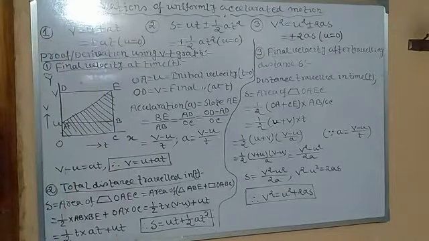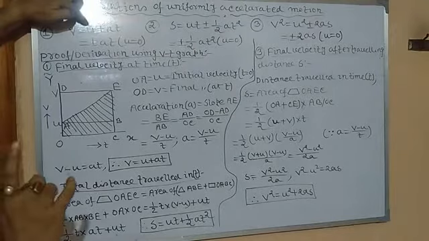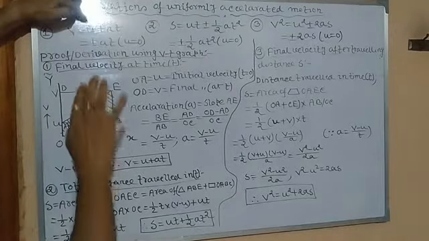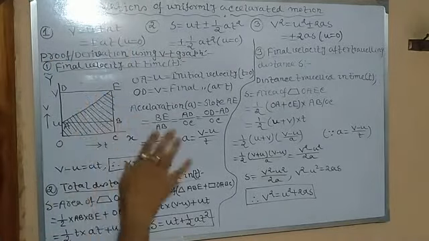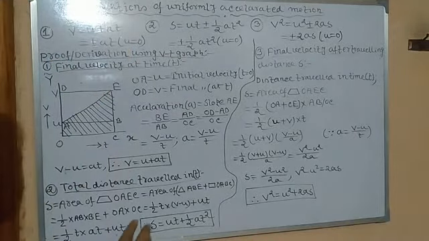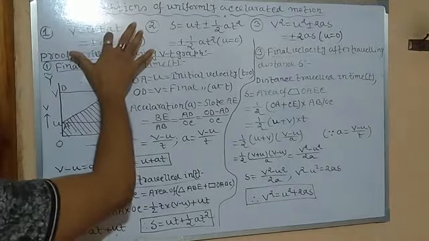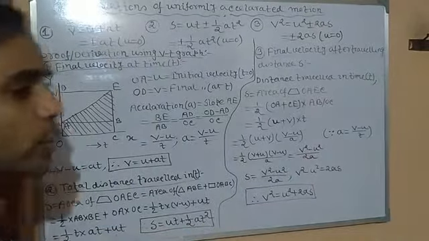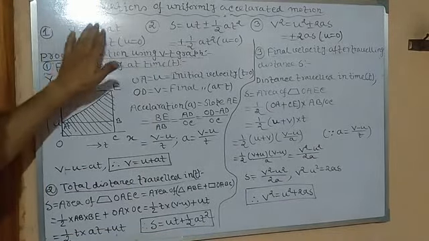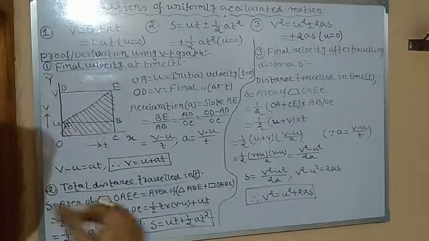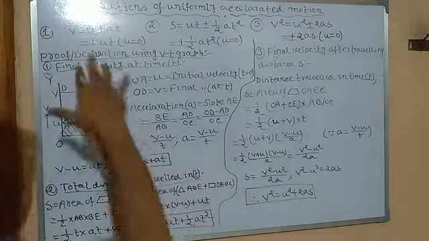What does it mean? A body having initial velocity u and moving with uniform acceleration a, after time t, what will be its final velocity? This is that equation. So v equals u plus at if it accelerates, and in case of retardation it is u minus at.